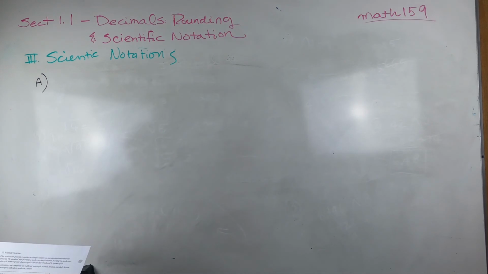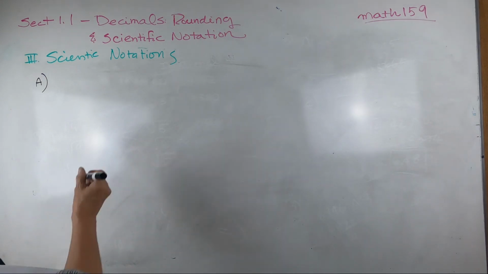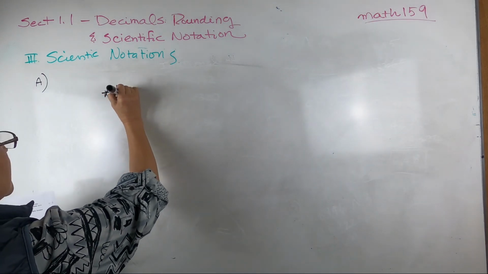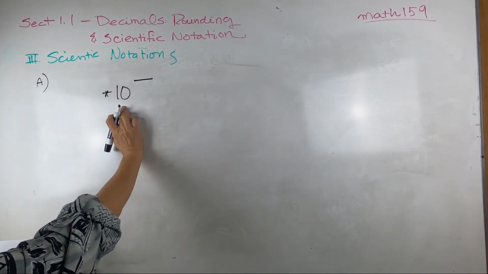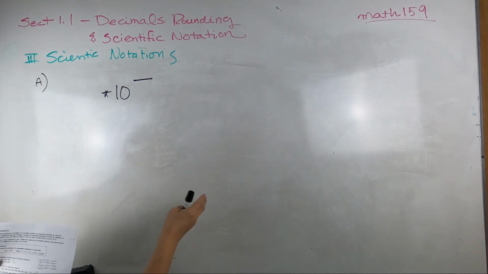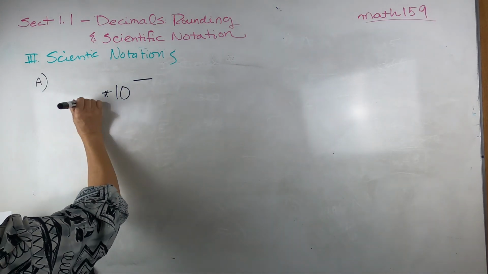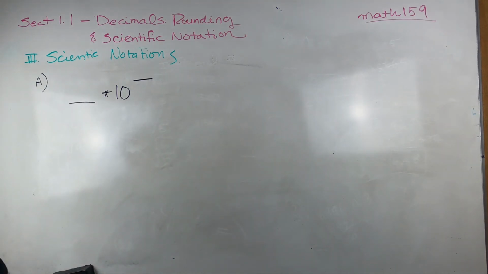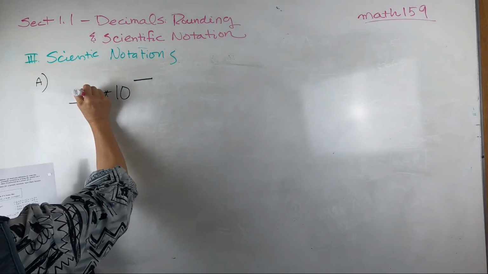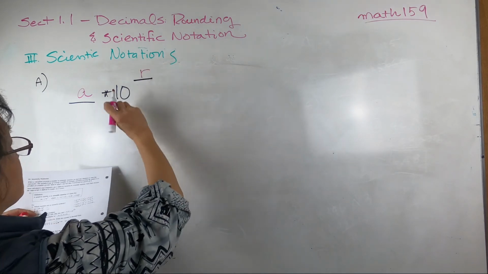Scientific notation means we have to write a number in such a way with base 10, because we have tens, hundreds, thousands. Everything is a base 10. Okay, we are going to write it in this fashion: something to the 10th power. Then we want to write 8 times 10 to some power.